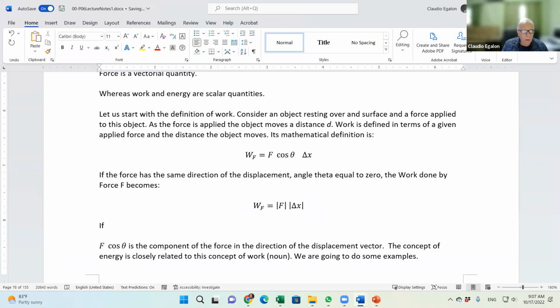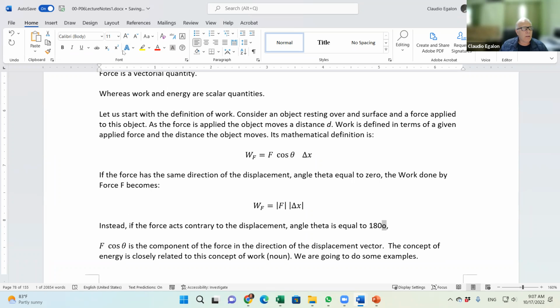If the force acts contrary to the displacement, then it's possible to have something like that, okay? In this case, angle theta is equal to 180 degrees, okay?